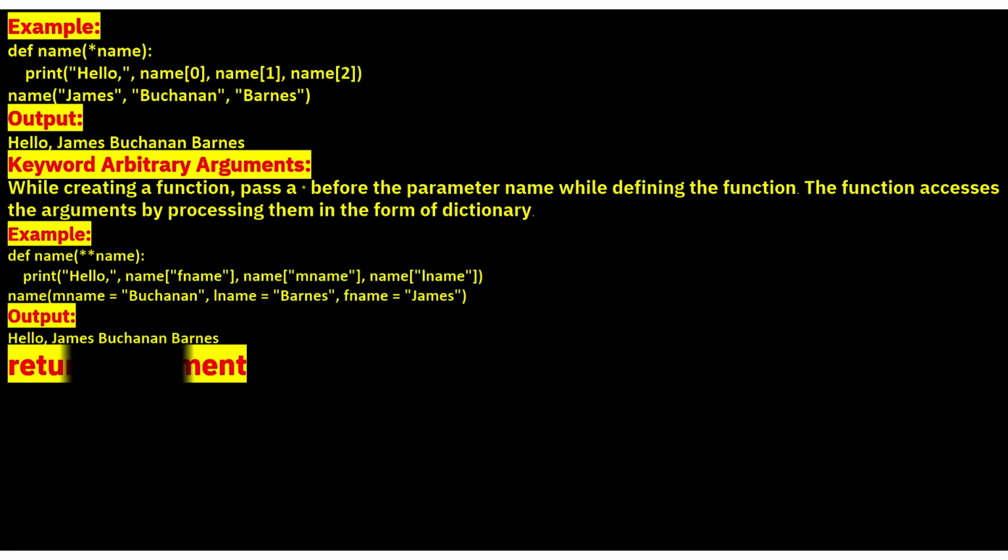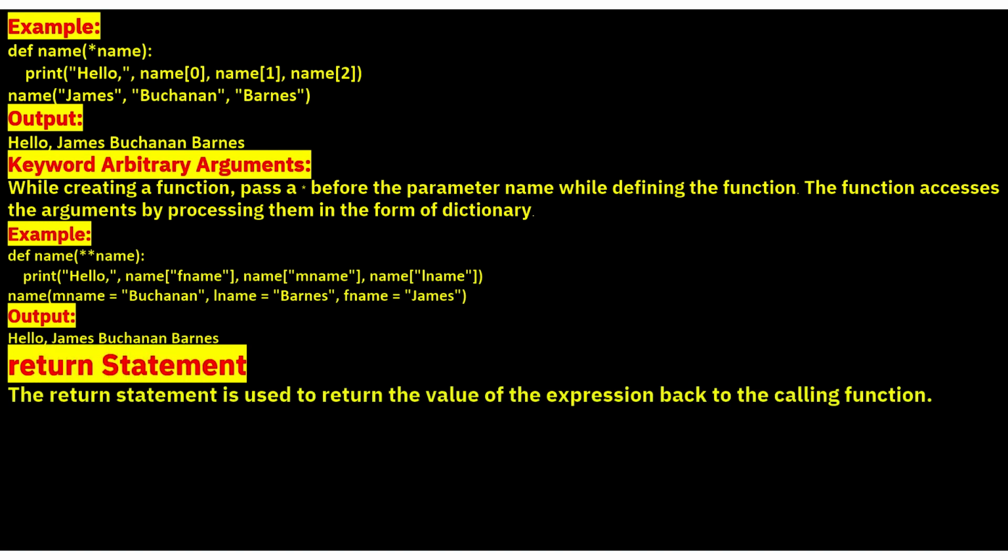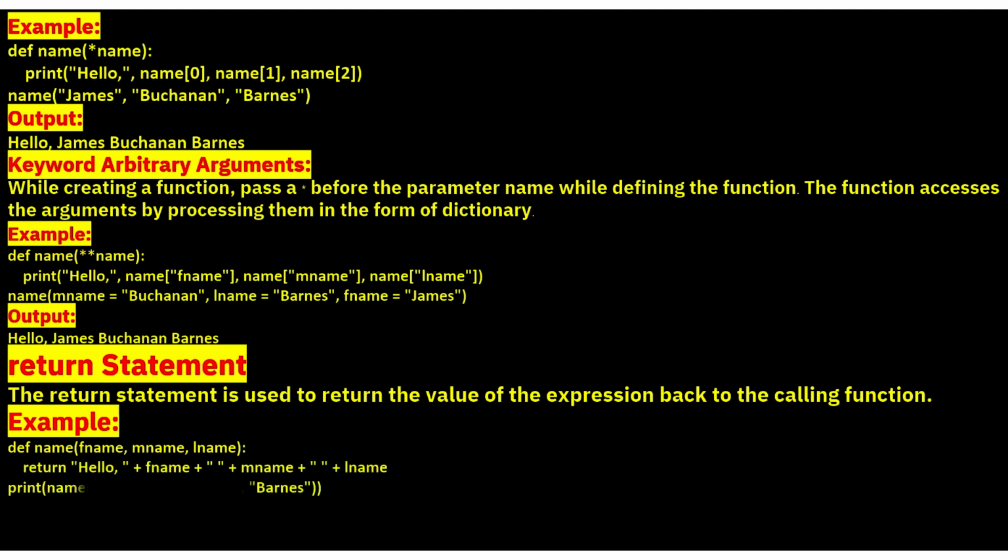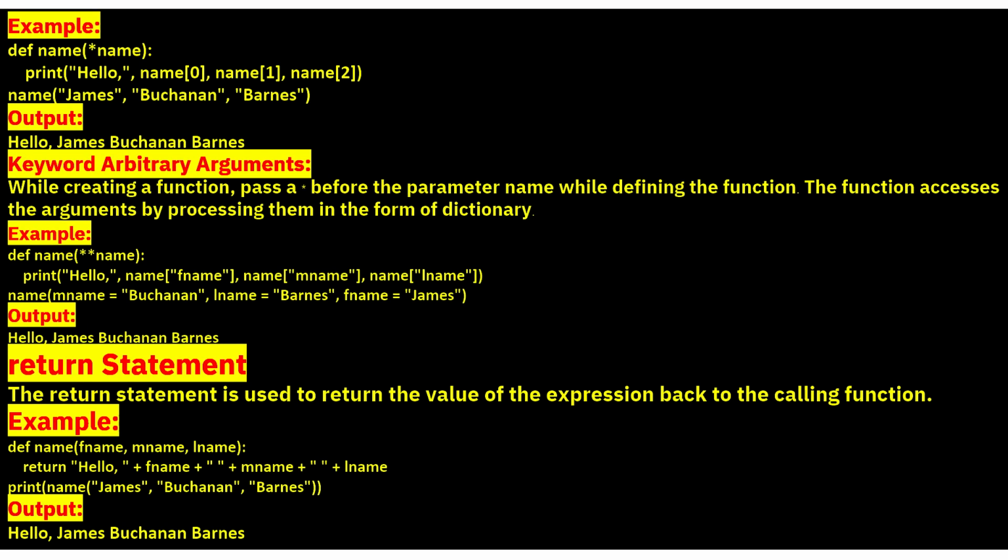Return statement. The return statement is used to return the value of the expression back to the calling function. Example: def name(fname, mname, lname): return "Hello" + fname + mname + lname. print(name("James", "Buchanan", "Barnes")). Output: Hello James Buchanan Barnes.